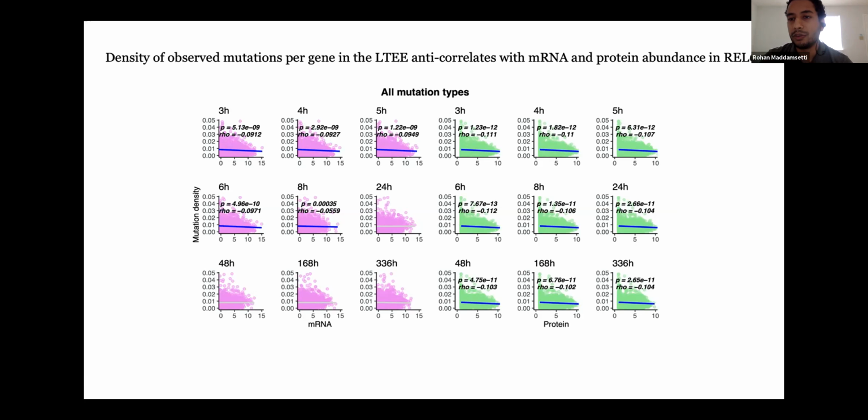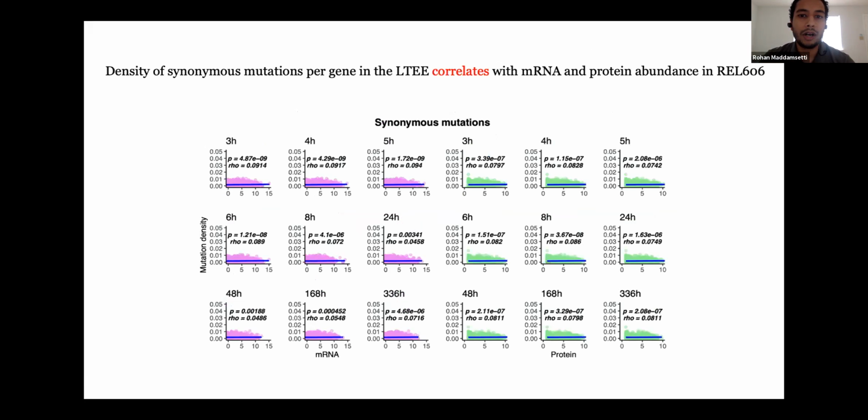So this is very consistent with what's seen in natural data. What's really surprising is that we see the opposite correlation when we look at synonymous mutations. Synonymous mutations are often a very rough proxy for neutral evolution. And so this really seems to indicate that it's purifying selection which is driving this anti-correlation, not some kind of mutational dynamics or something like that.